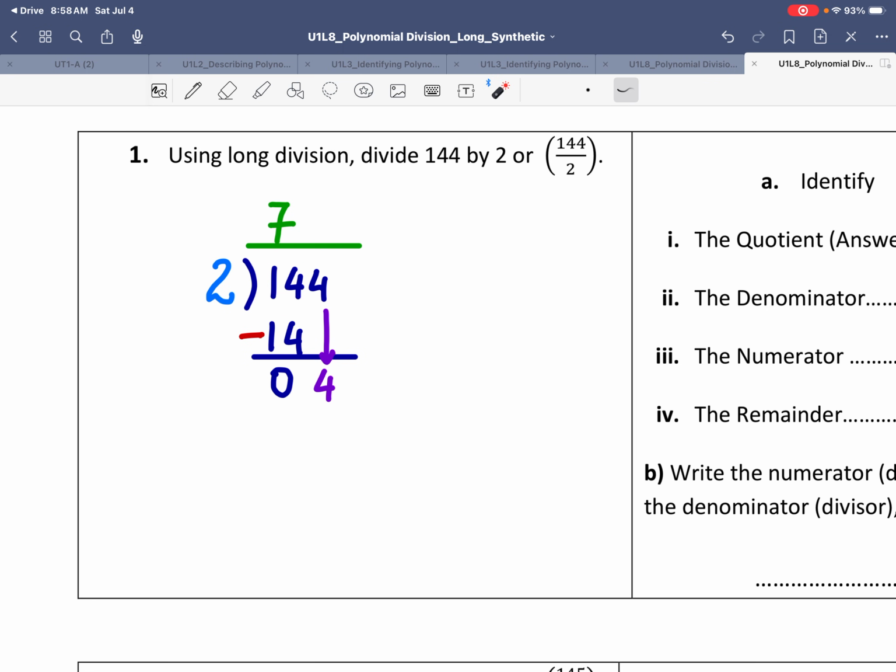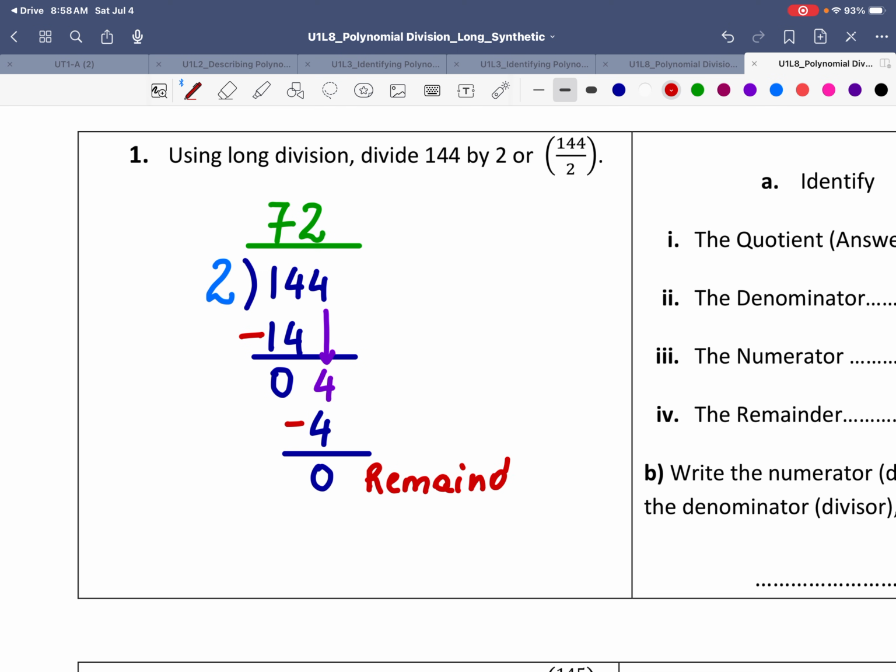Then we repeat the process again. 2 goes into 4 2 times, so we're going to write number 2 here in the answer. And we multiply 2 by 2, which equals 4. And we subtract again. And we see that 4 minus 4 is 0. So if we were to continue the process, we would bring down another digit, but as you can see, we have run out of digits, which means that we stop the division right here. And this number at the very end in the division is what we call the remainder. In this case, it's equal to 0, but that's not always the case.